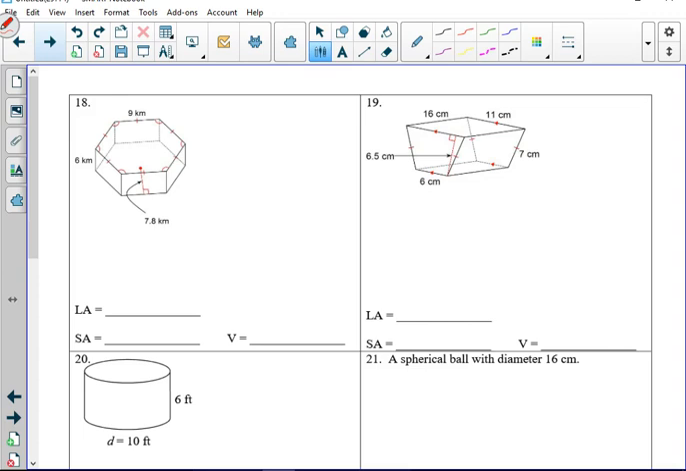So we have a 1, 2, 3, 4, 5, 6 hexagon. So the perimeter is 9 times 6, which is 54 kilometers. The lateral area is 54 times the height, which is 324 kilometers squared.